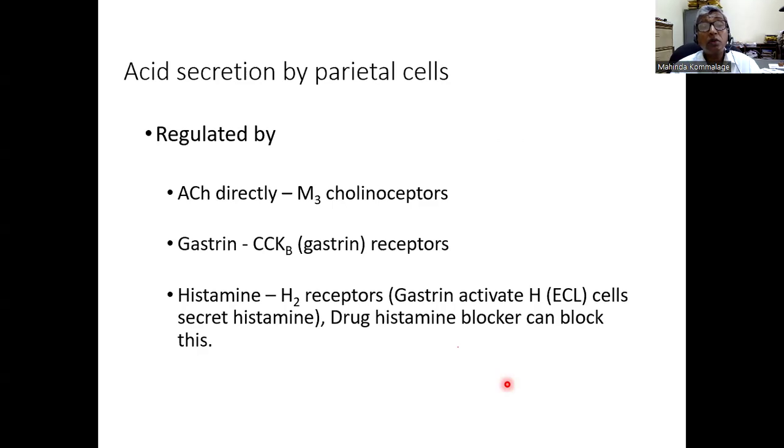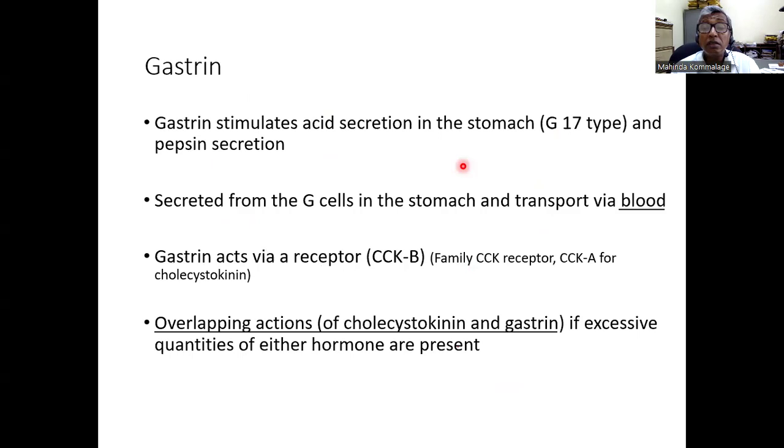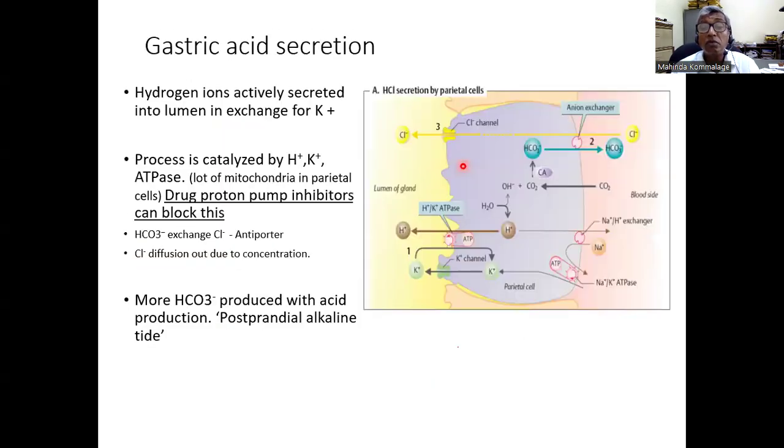Right. Now come to the acid secreted by parietal cells. As I mentioned earlier, parietal cells are the cells that secrete acid, HCl, right? You can see this is the parietal cell, and this is the lumen, and this is the blood, and this is the cell. This is interstitial space. Of course, it contains blood vessels, and this is the lumen.